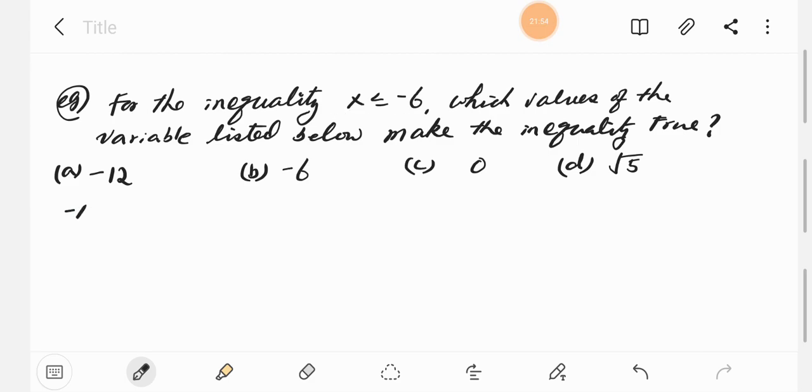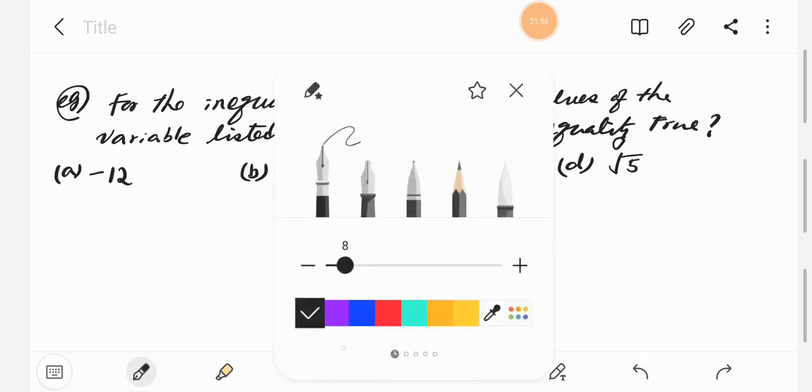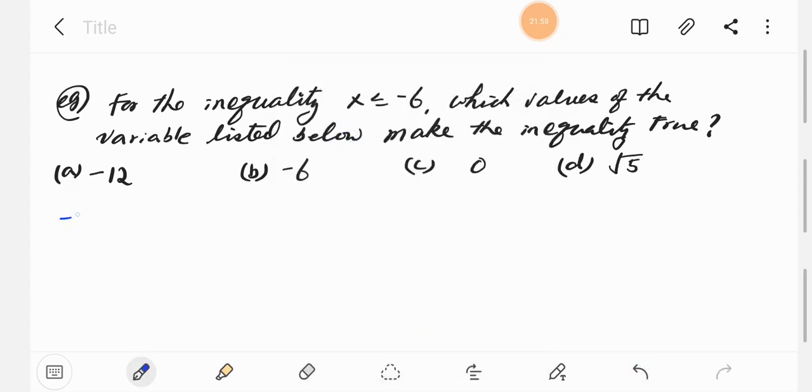So -16. Let's replace the variable x with the given number and check the inequality. Is this true? -16 is left of -6, so this is true, right? True. So yes.